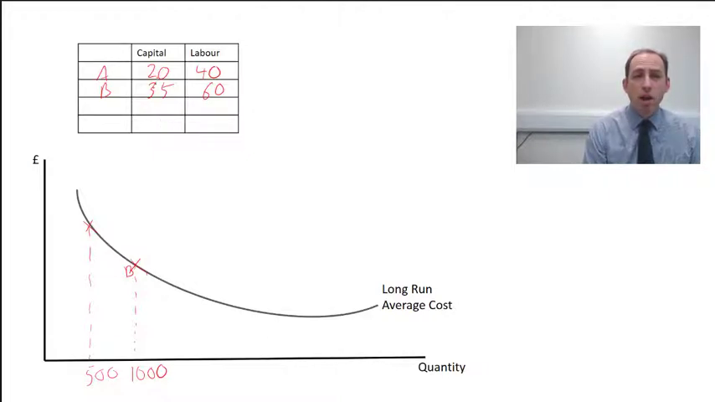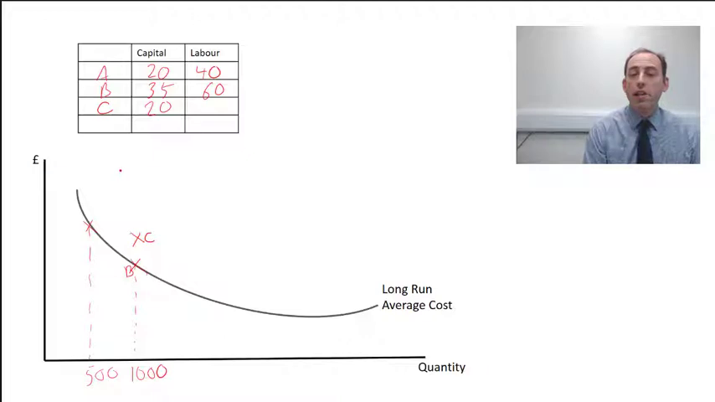So I've got my optimal factor combination at point A for 500 units and my optimal factor combination at point B for 1,000 units. The problem is that I can't move straight from A to B. This is a long run average cost curve, and in the long run, all my factors of production are variable, so I'm free to choose the optimal factor combination. Unfortunately, in the short run, I'm slightly stuck. In the short run, and there's going to be an interim point C, I'm stuck with 20 units of capital. So that's my fixed factor of production.